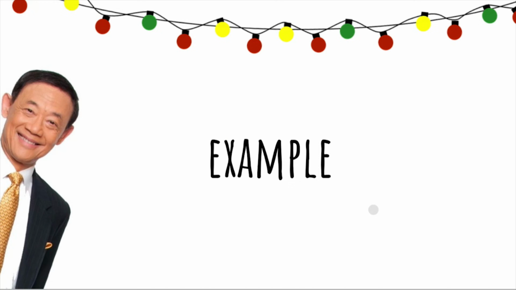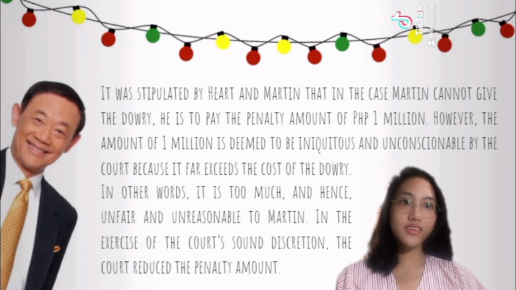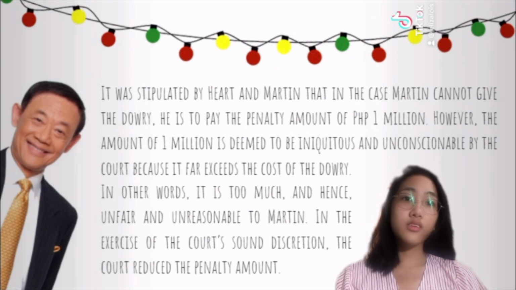into a particular amount. It was stipulated by Hart and Martin that in case Martin cannot give the dowry, he is to pay the penalty amount of 1 million pesos. However, the amount of 1 million is deemed to be iniquitous and unconscionable by the court because it far exceeds the cost of the dowry. In other words, it is too much and hence unfair and unreasonable to Martin. In the exercise of its sound discretion, the court reduced the penalty amount.